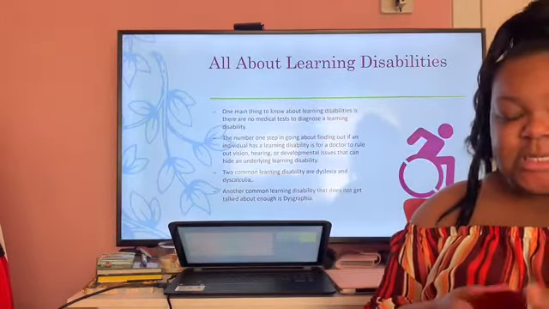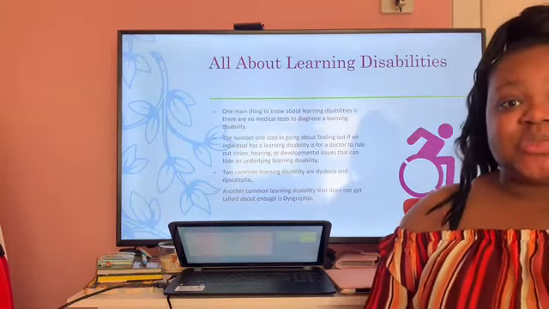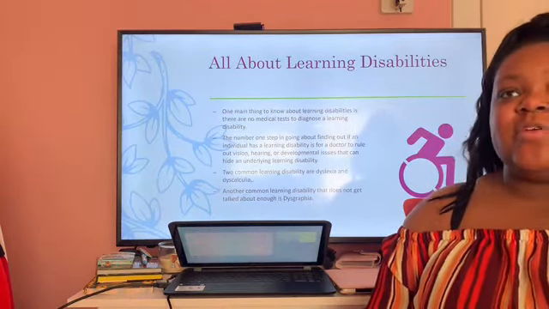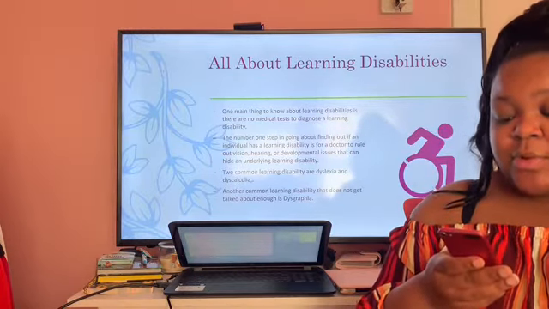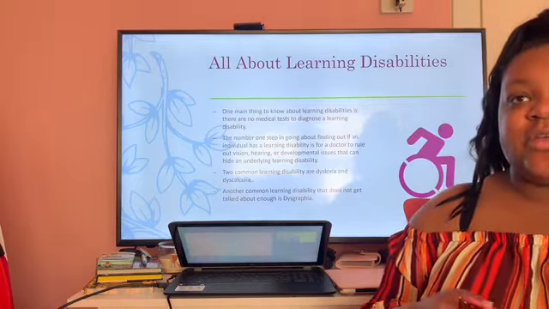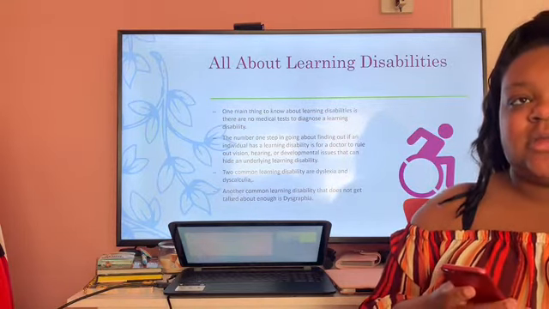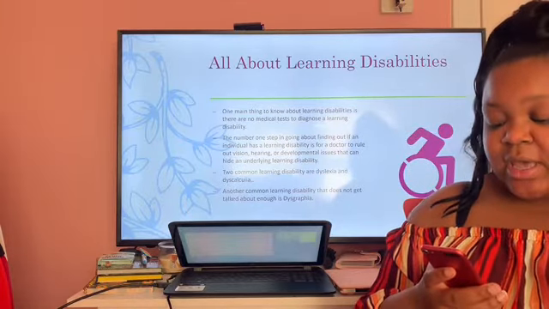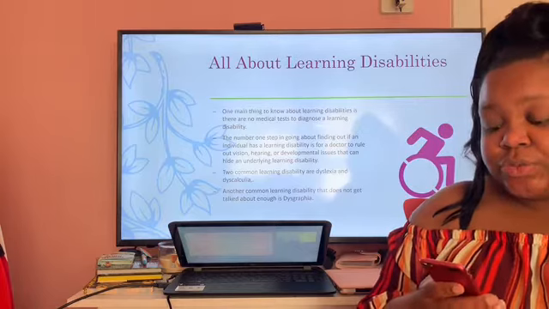One of the main things to know about learning disabilities is that there is no medical test to determine if an individual has a learning disability. The number one step for doctors in finding out if an individual has learning disabilities is to give them a diagnostic test, which rules out vision, hearing, and any type of developmental issues.